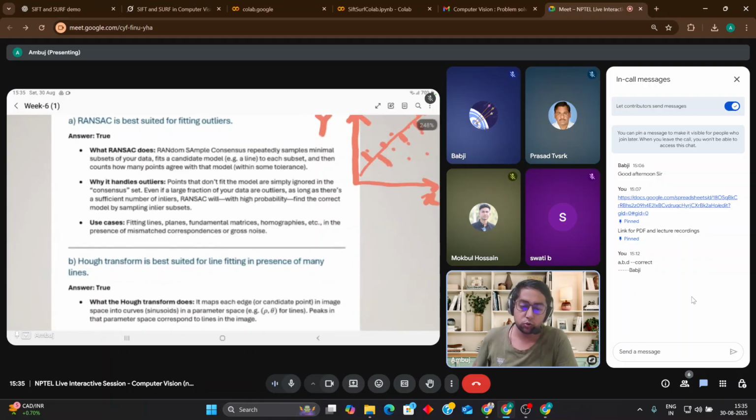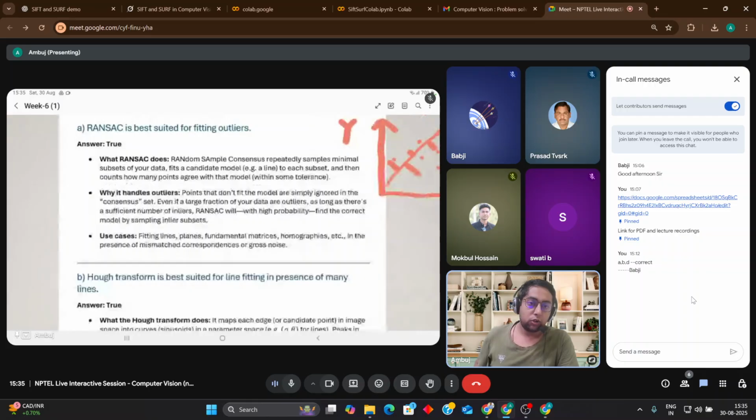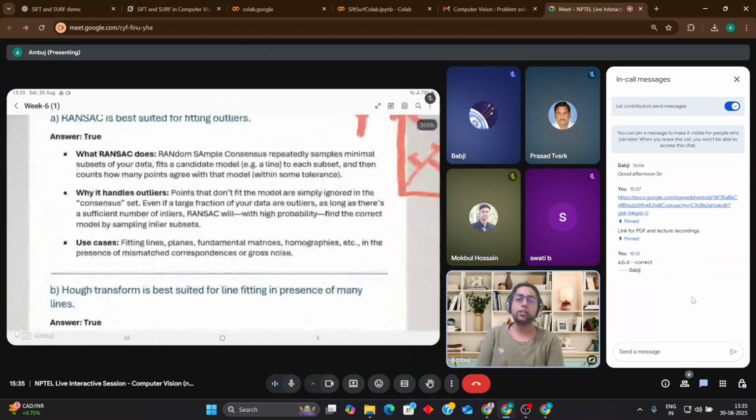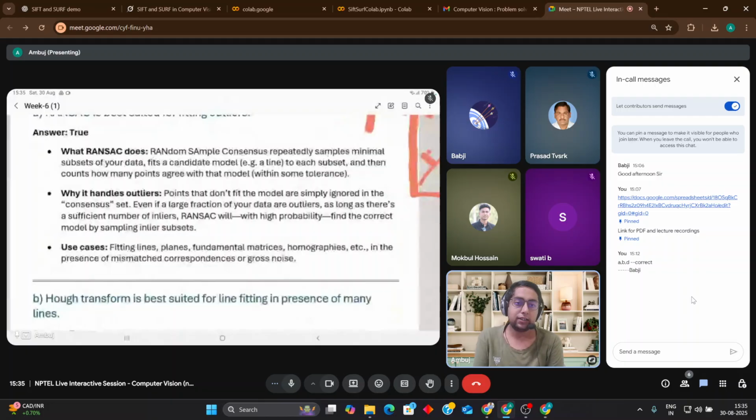This statement is true because of what RANSAC does, random sample consensus. It repeatedly samples minimal subsets of your data and tries to fit a candidate model to each subset, and then it counts how many points agree with that model. Why is it able to handle outliers? Outliers, as I already told you, are points that don't fit the model, and they are simply ignored in the consensus set.